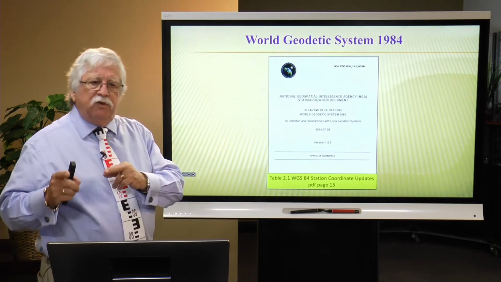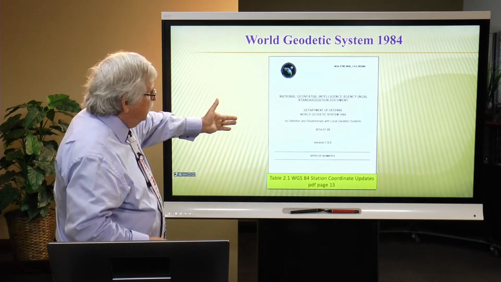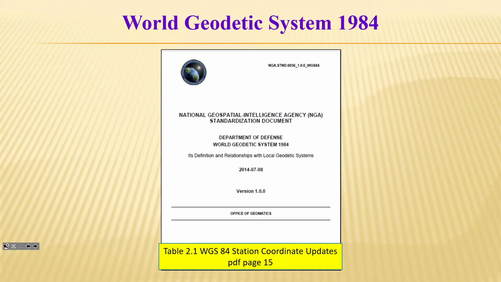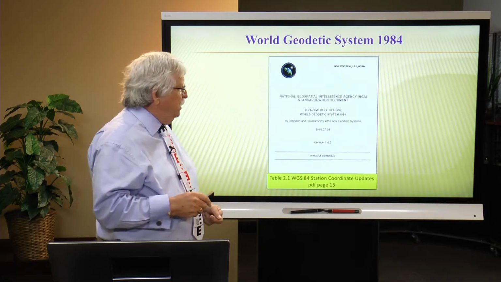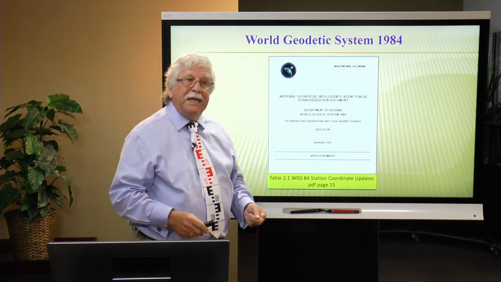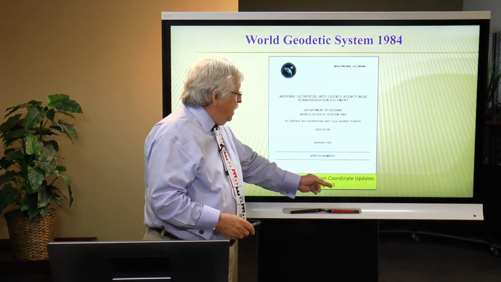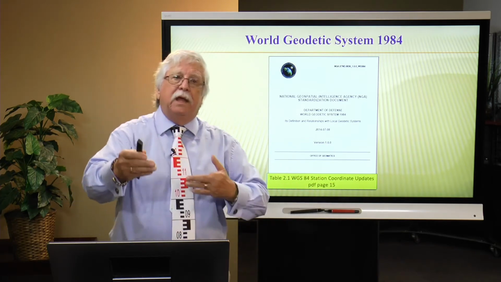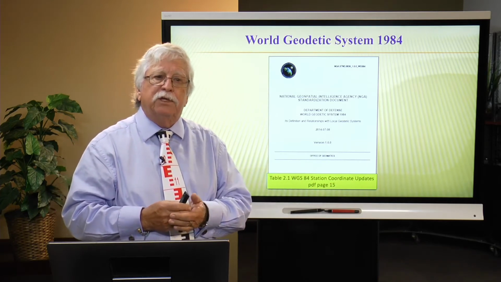If we look at this issue of WGS84, here's the documentation that is most current from the US Defense Department, from the National Geospatial Intelligence Agency. I've given you a link to this previously. And if you look at this document, which regrettably not many people ever have, it's the most up-to-date definition of WGS84. If you go to table 2.1, if you download this as a PDF on page 15, you will find the coordinate updates that the Defense Department has published over the years.